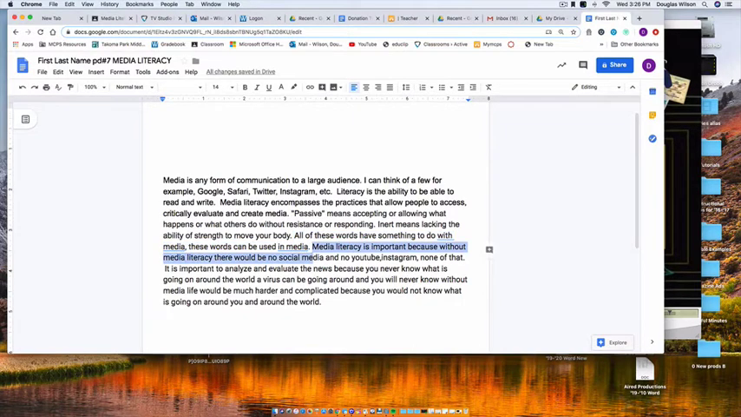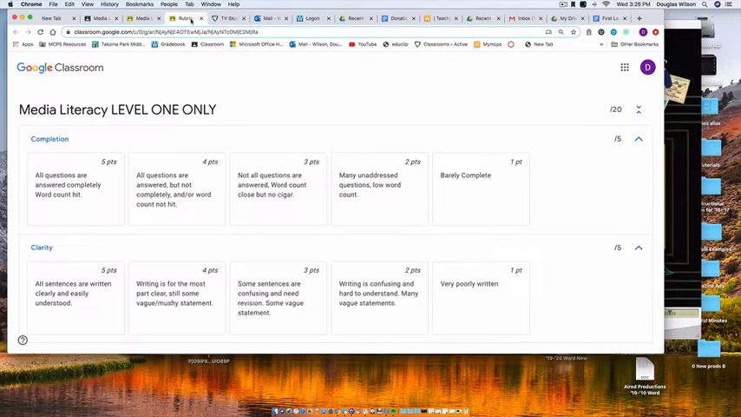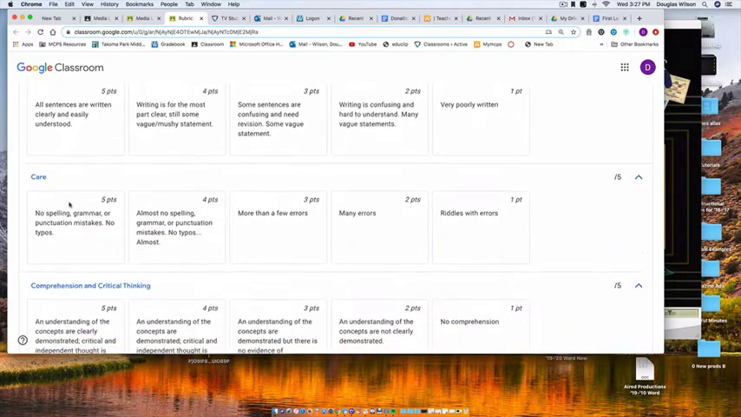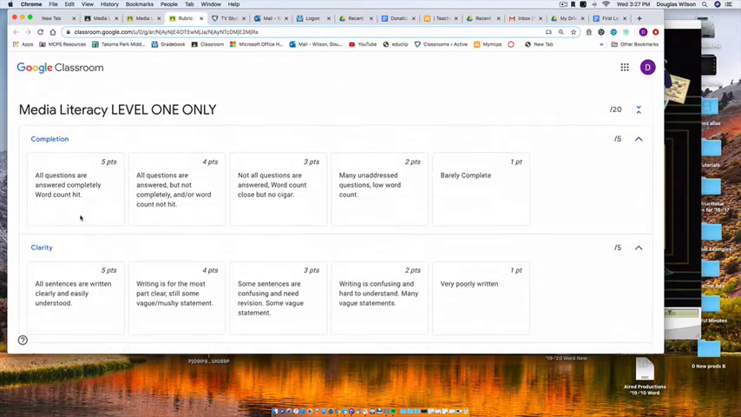Media literacy is important because without media literacy, there would be no social media and no YouTube, Instagram, none of that. Okay, I wanted 2 sentences for why media literacy is important. And if you've looked at your rubric, which you should have, this is how you're graded according to 4 different things: completion, clarity, care, comprehension, and critical thinking.